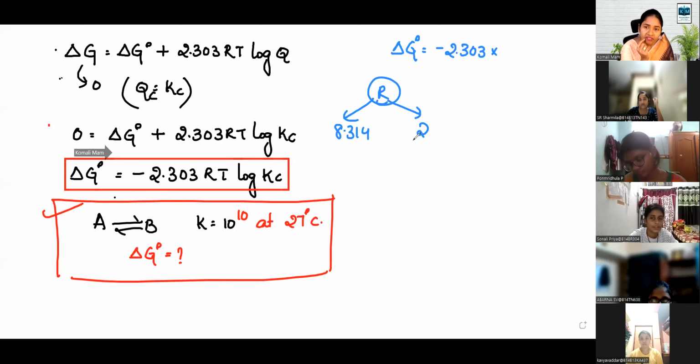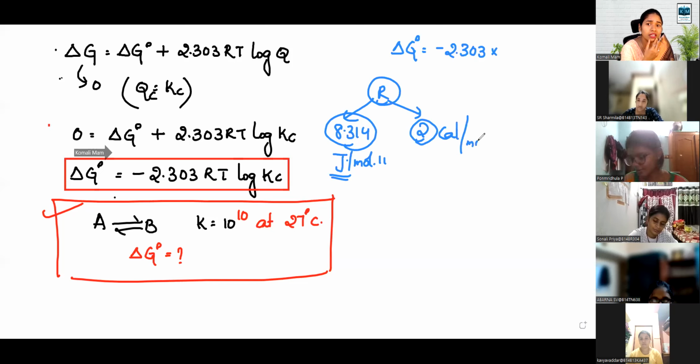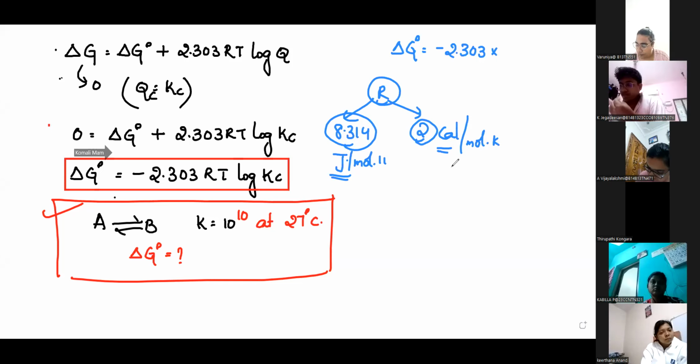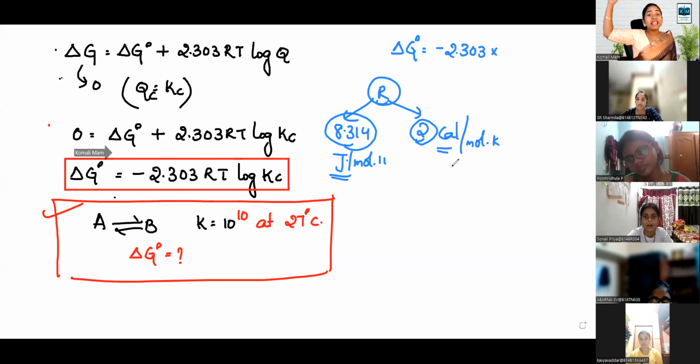8.314. Why do we have to take these two R values? Because the unit is joule per mole Kelvin. Here joule is an energy unit. The other is calories per mole Kelvin, and calorie is also an energy unit. If you see other R values like 0.0821 atm liter, those are with respect to pressure. So you should use these two R values.